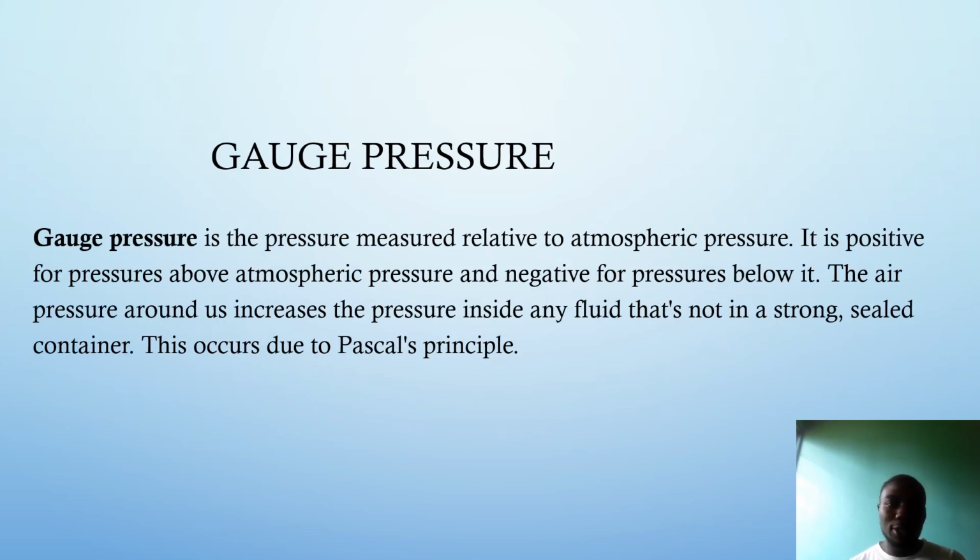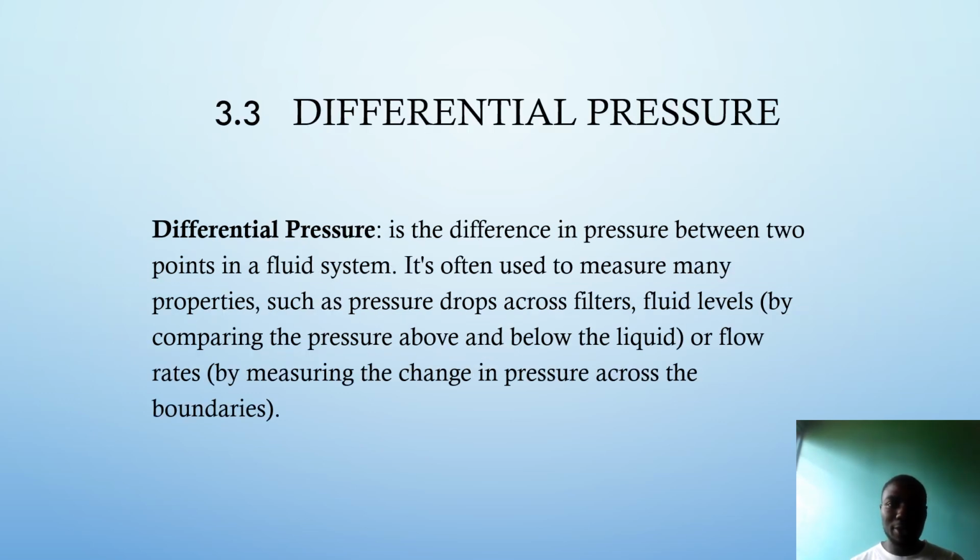The gauge pressure is the pressure measured relative to atmospheric pressure. It is positive for pressure above atmospheric pressure and negative for pressure below it. The air pressure around us increases the pressure inside any fluid that's not in a strongly sealed container. These occur due to Pascal's law.